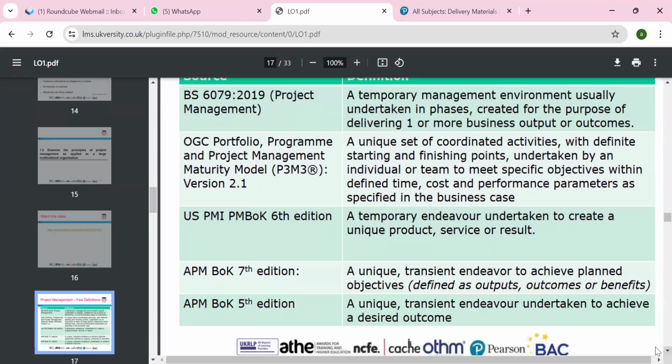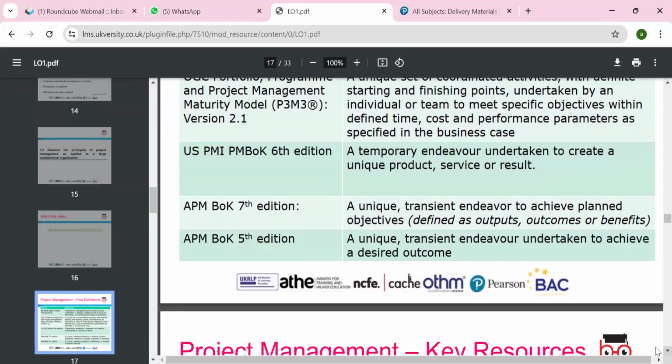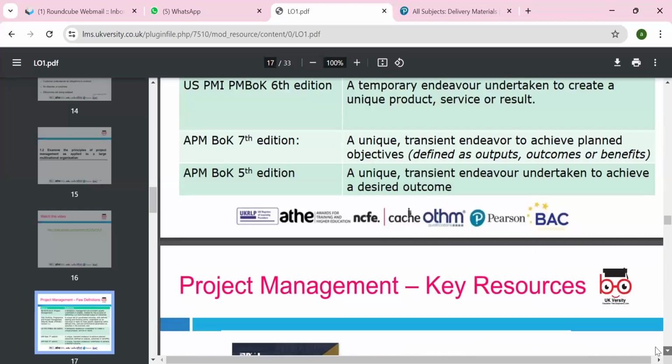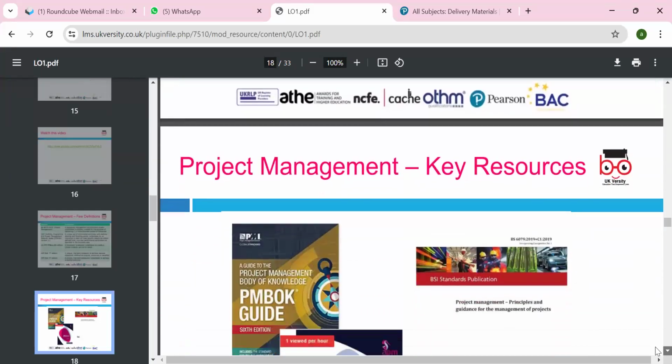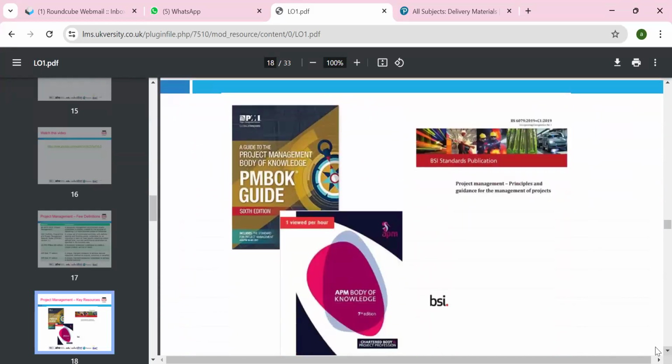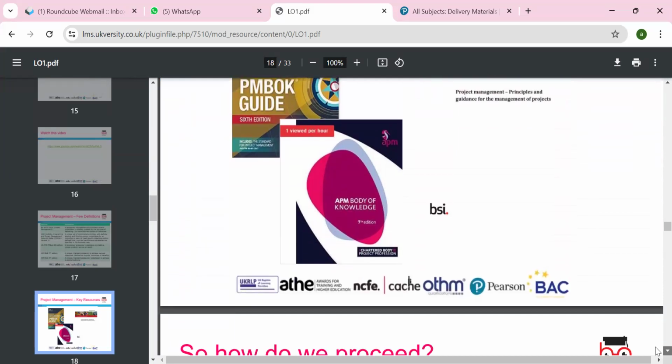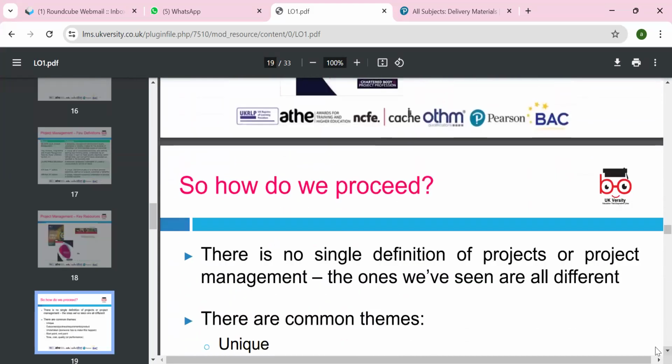A temporary undertaking to create a unique product and service. Unique, transient, which we can look at. That is what we need to undertake and achieve. That is the desire in project management, the key resources we can look at. Okay, guys, these are some quite good PM books, project management guidebooks, and these are different models, from the British Standards Institution. So how do we proceed?